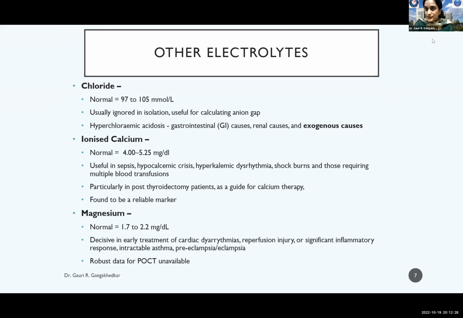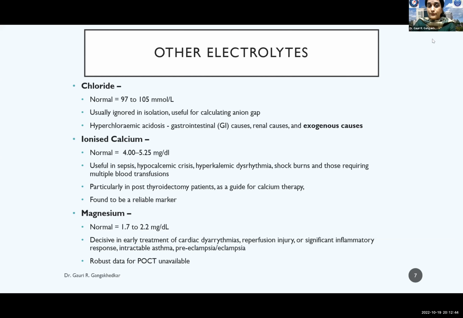But it's the exogenous causes that are most important. For instance, after CPR, when you resuscitate the patient with a lot of normal saline, you're going to see hyperchloremic acidosis. You're going to see very high numbers and they need to make sense to you when you see them. Then you come to ionized calcium.